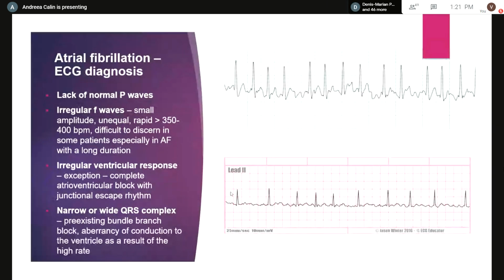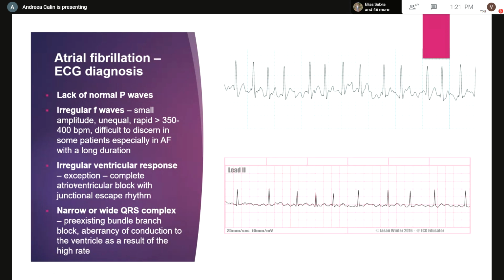The ECG diagnosis is simple. There is a lack of normal P waves. You can see these irregular F waves, rapid, difficult to discern in some patients, especially if the atrial fibrillation is of a long duration. The ventricular response that is regular is the exception.